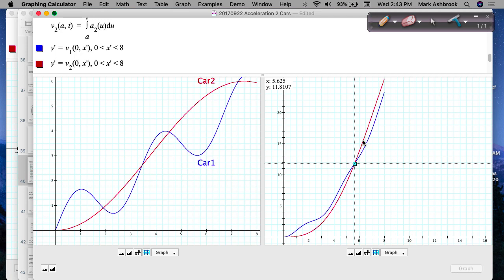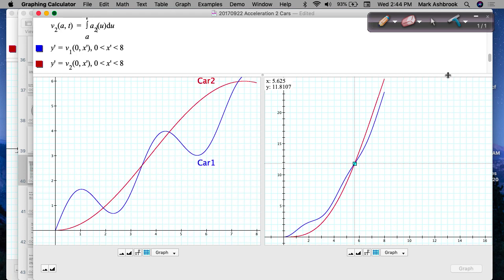Car 2's speed is greater than car 1's speed after that. So will car 2 catch up to car 1 in the first 8 seconds? I'm showing it up to 8 seconds. Will car 2 catch up or not? How many say yes? How many say no? How many abstain? You don't have to abstain. Do you think it's going to catch up or not?